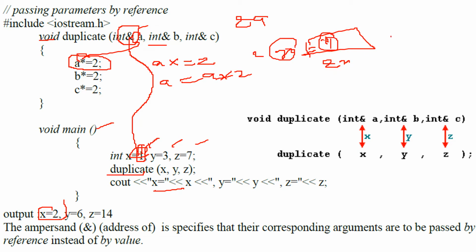So this value will become 2, and when you print x, x now has the value 2. The ampersand, the address-of operator, specifies that the corresponding arguments are to be passed by reference, not by value. So this is how it is done. The actual parameters x, y, and z go to a, b, and c respectively.